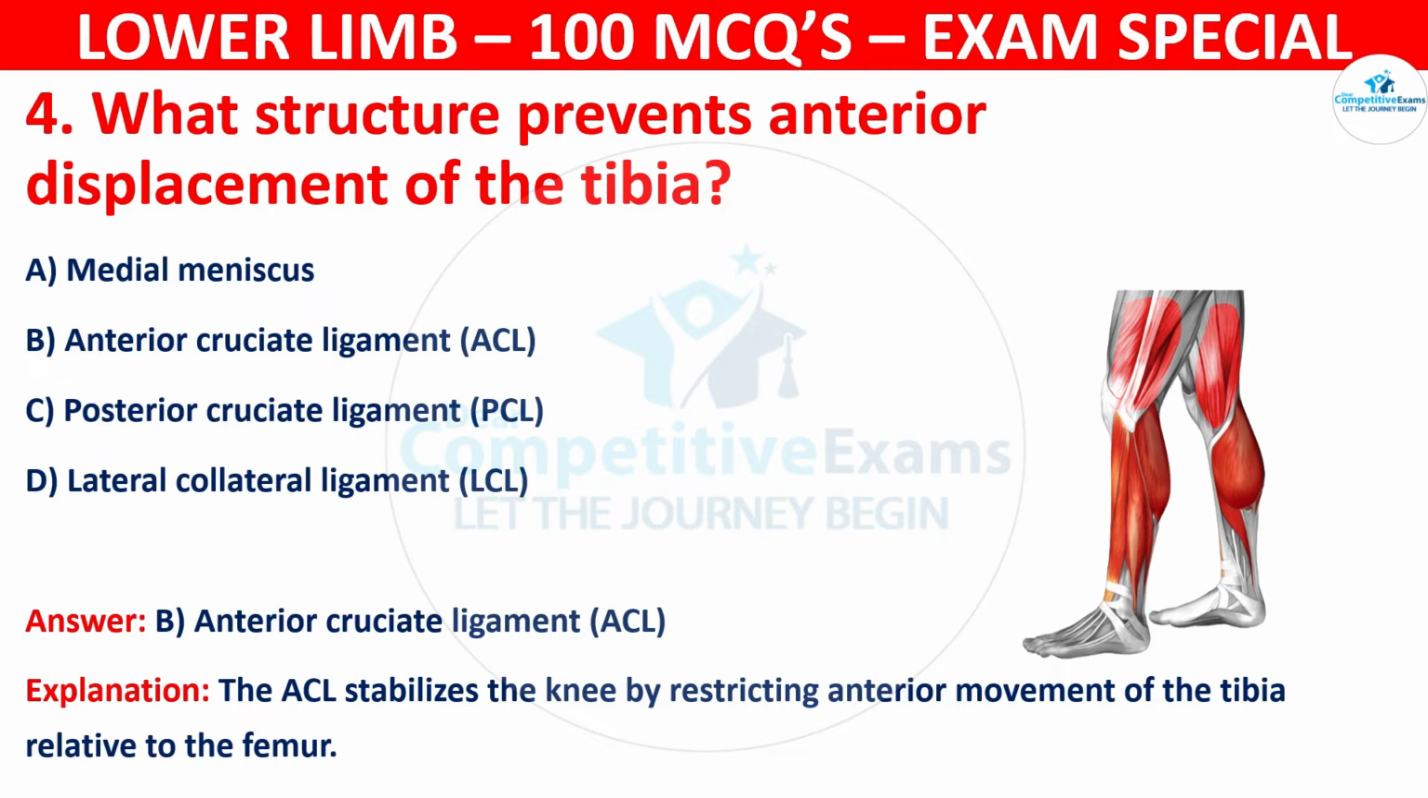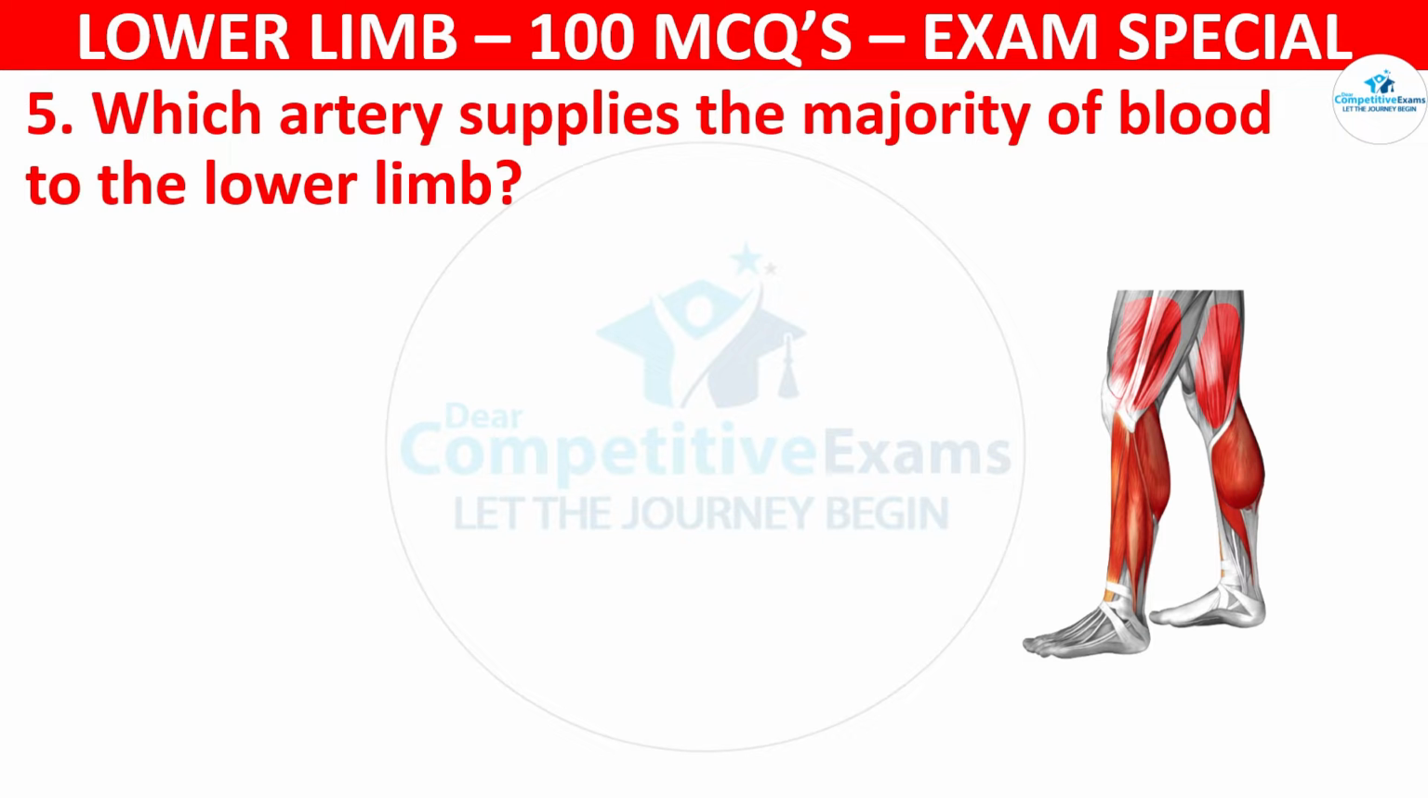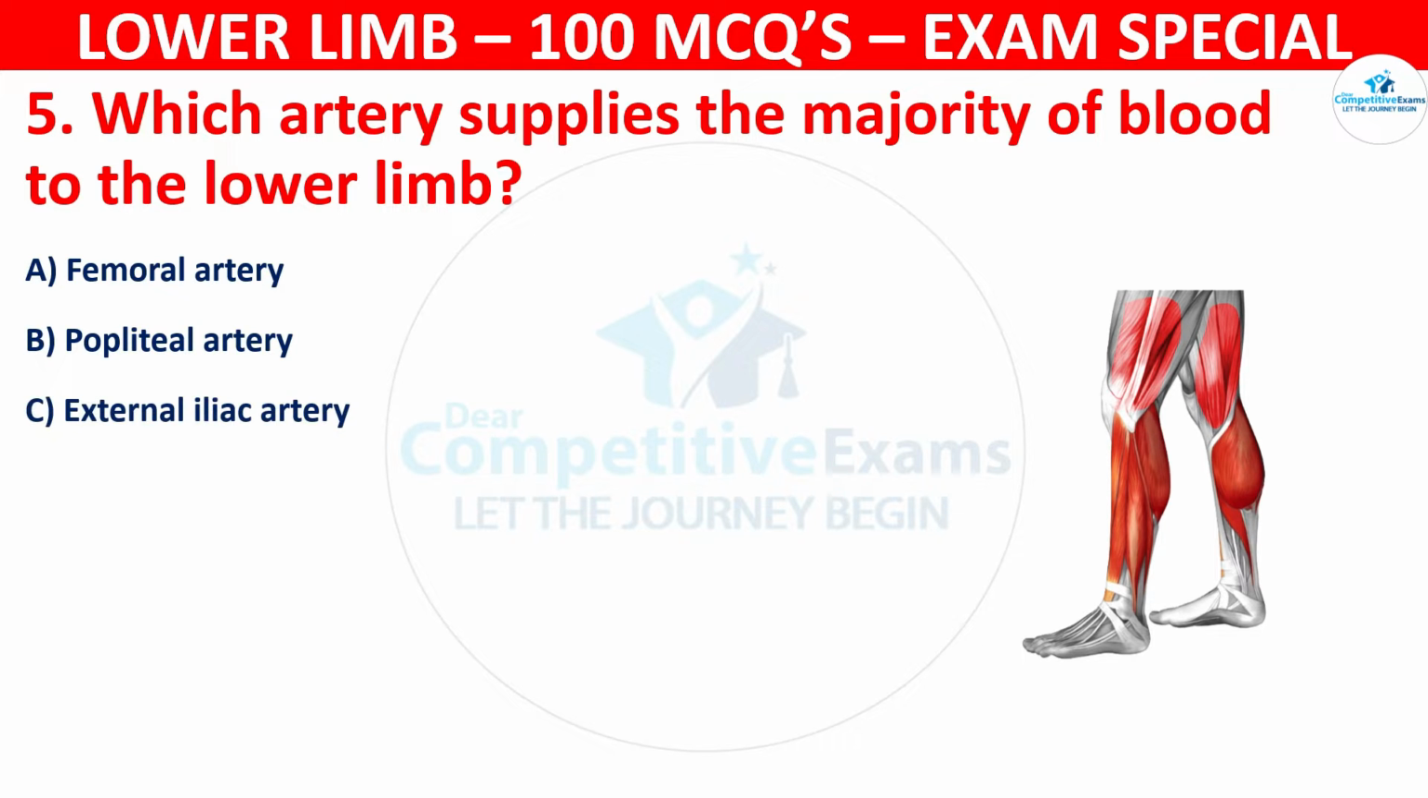Question number 5. Which artery supplies the majority of blood to the lower limb? Your options are femoral artery, popliteal artery, external iliac artery or dorsalis pedis artery. The correct answer is A, that is femoral artery.